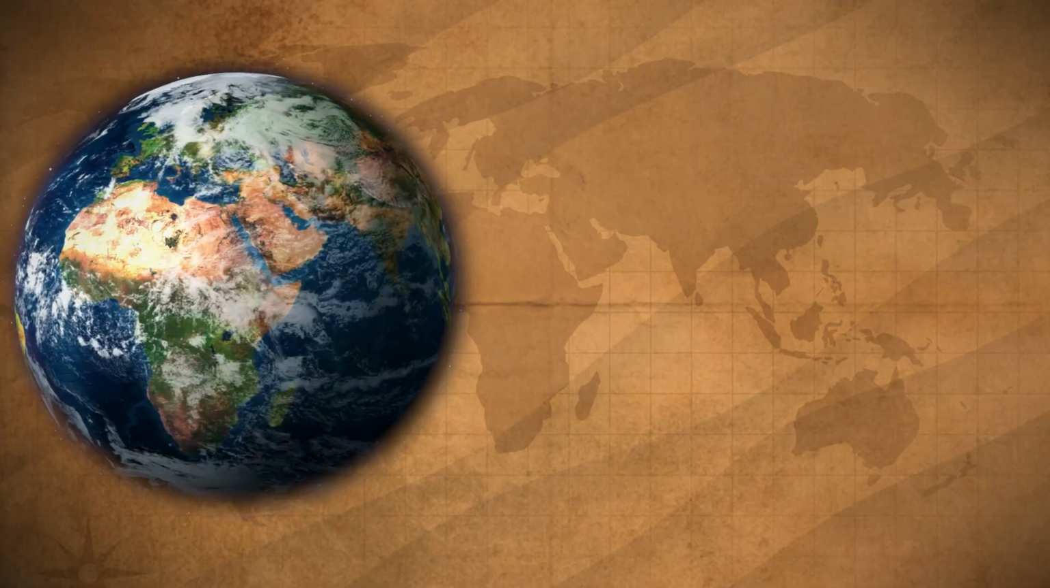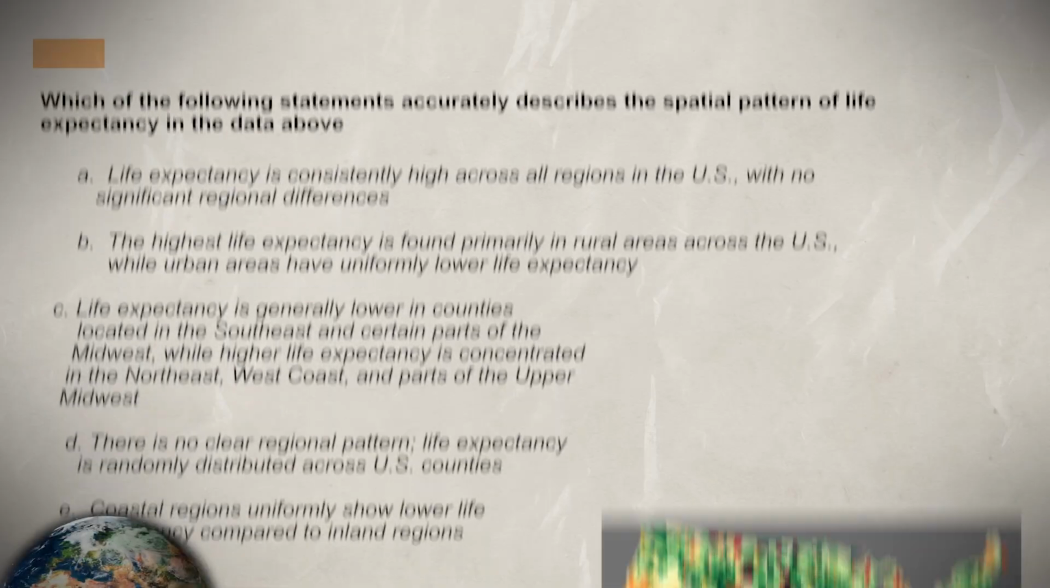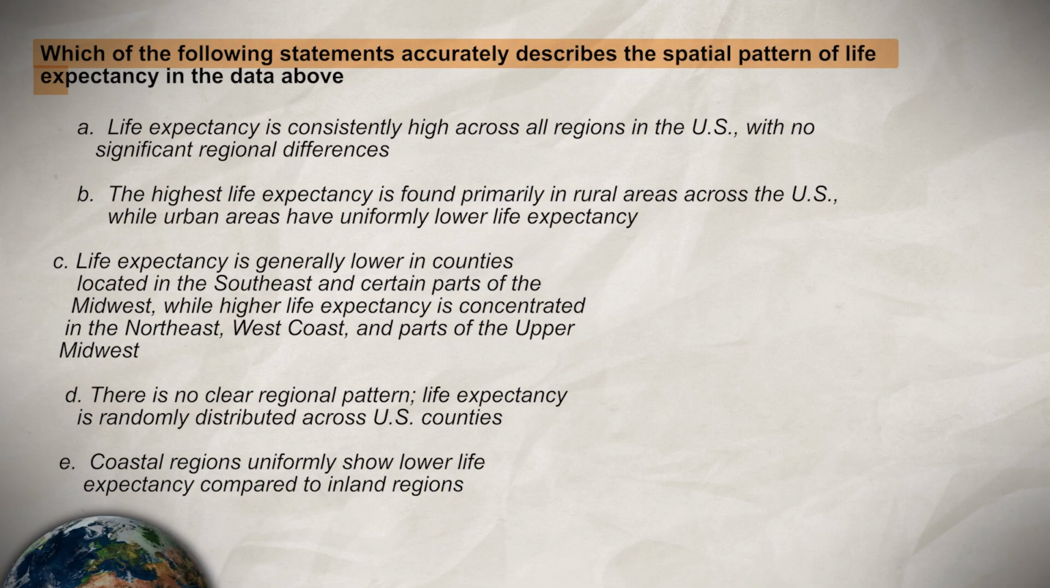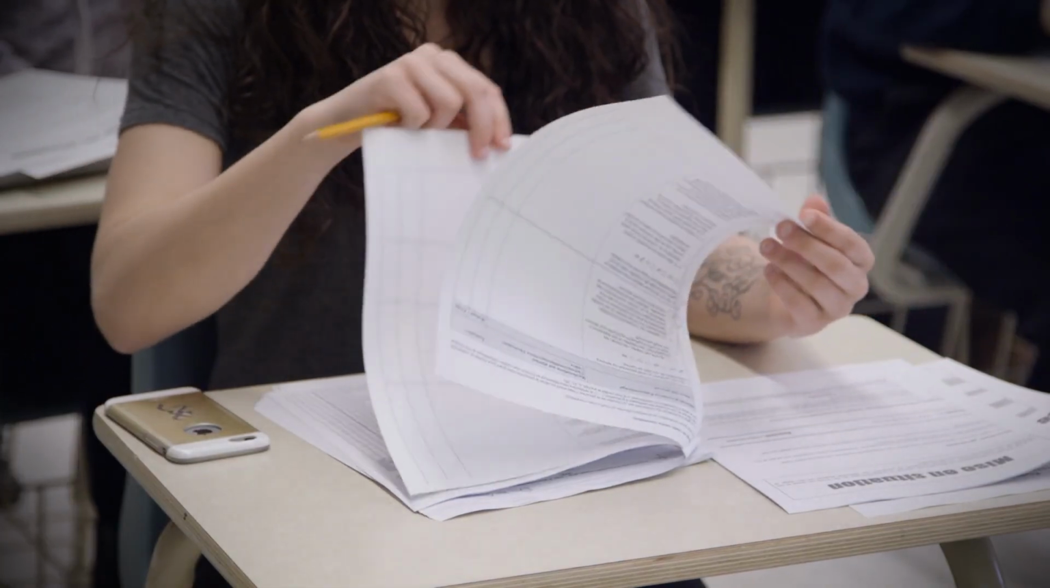All right, up next is maps. Now, I realize that this is pretty vague, but be ready to answer questions that have you reading and interpreting data on a map. For instance, which of the following statements accurately describes the spatial pattern of life expectancy in the data above? The important thing to remember when you see a question like this is not to panic.